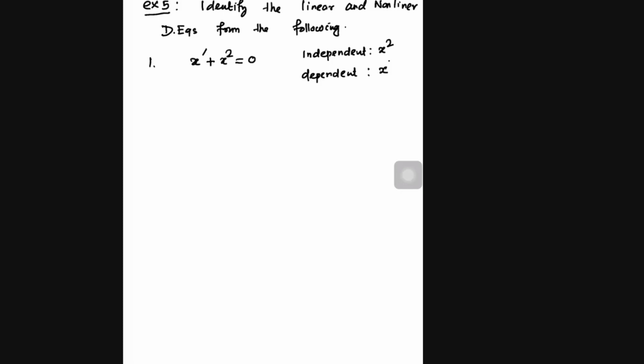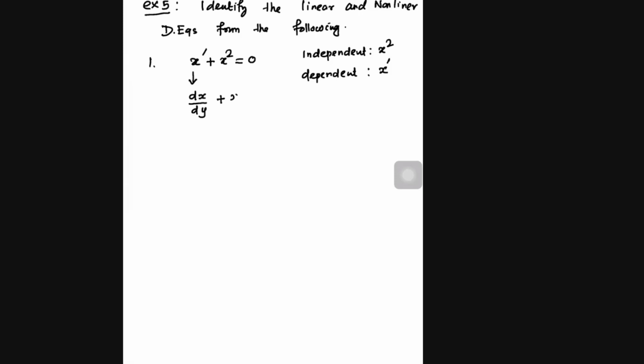You have to write this equation first in full form. This is given in compact form. x dash. What is meant by x dash? dx by dy. How do you know this is dx by dy?